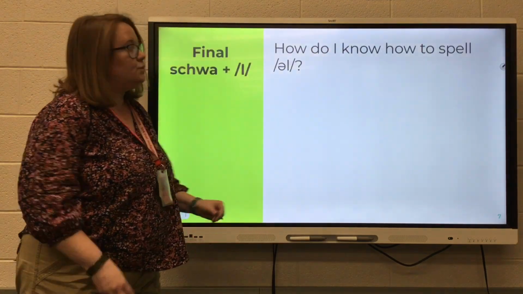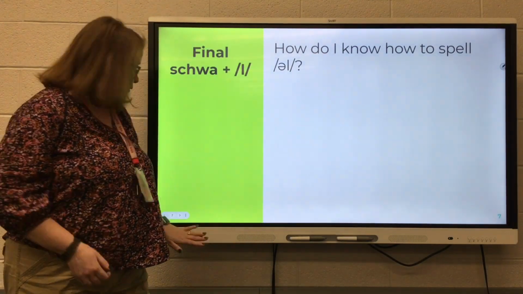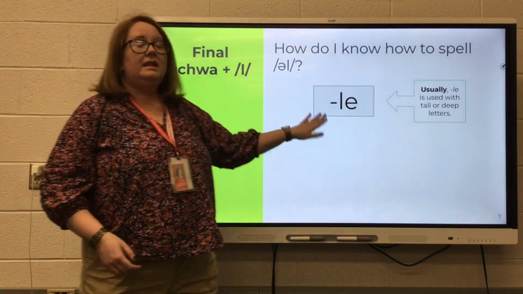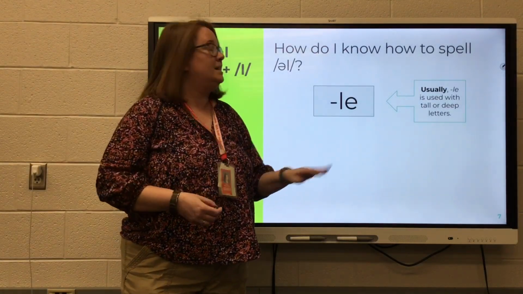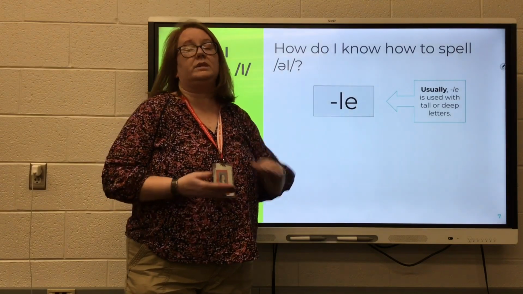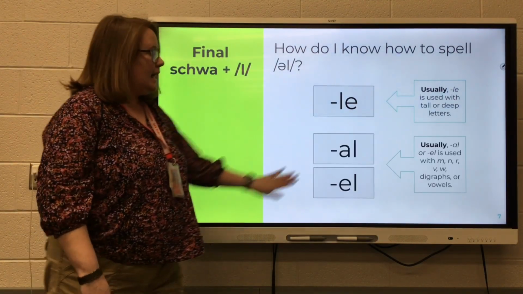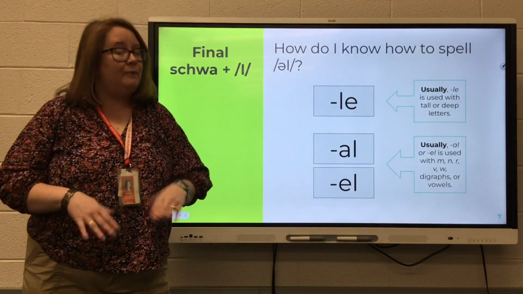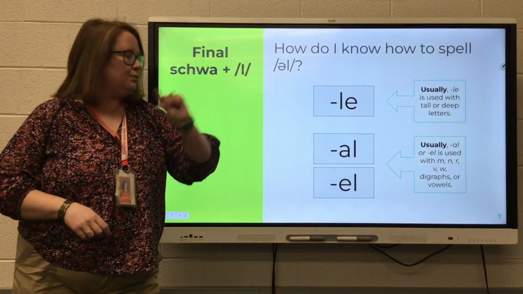So, just to review, how do I know how to spell that ul sound at the end of a word? LE is the most common spelling for the schwa ul sound at the end of a word. Usually that LE is used with tall letters or deep letters with a tail. AL and EL are less common, but they're still used, especially for those letters that are just short and sit right in the line.